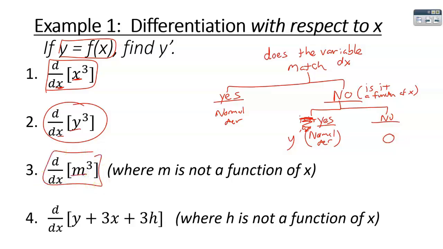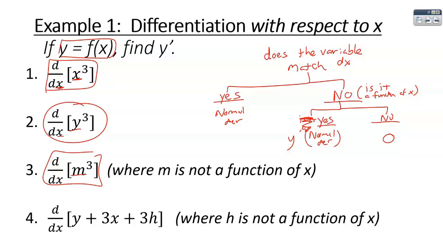And that's what this one was. Since m is not a function of x, the derivative of this expression with respect to x is just 0. So there's your three-pronged decision process. Does the variable match the dx? If yes, just do a normal derivative. If not, you have to ask yourself, is it a function of x or not? If it is, do the normal derivative and just put a prime next to it. If it's not, it's 0.